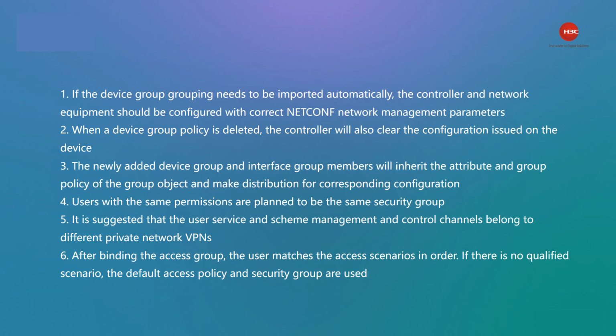Fourth, users with the same permissions are planned to be the same security group. Fifth, it is suggested that the user service and scheme management and control channels belong to different private network VPNs. Last, after binding the access group, the user matches the access scenario in order. If there is no qualified scenario, the default access policy and the security group are used.